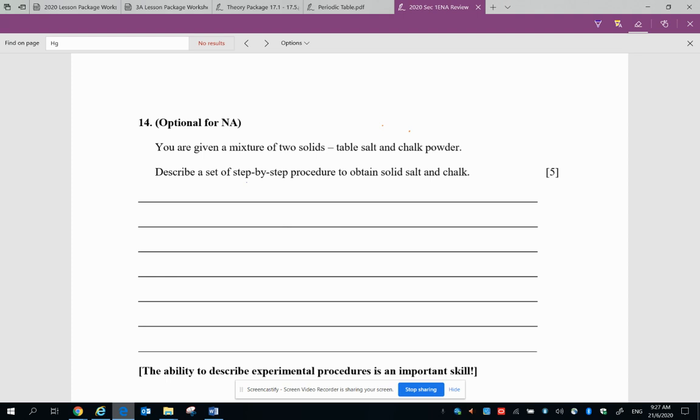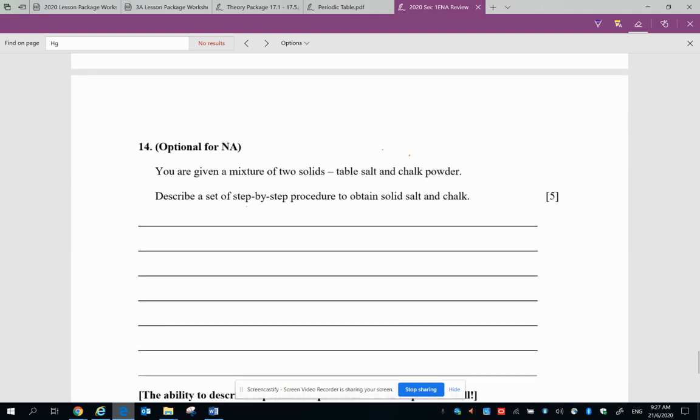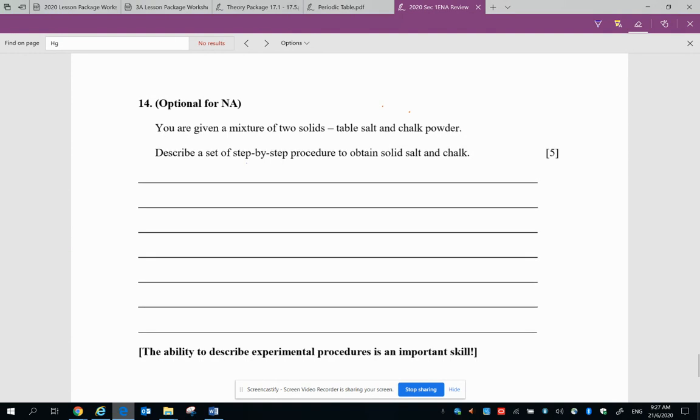Okay, the next question that we will look at is on the last page of your worksheet. For question 14, there are two solids, table salt and chalk powder. So this question is actually similar to what we have done for the previous question.